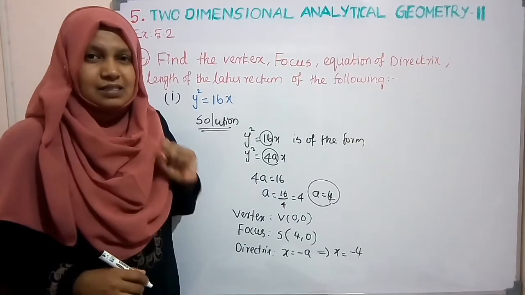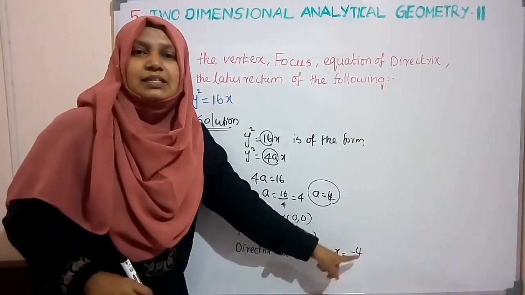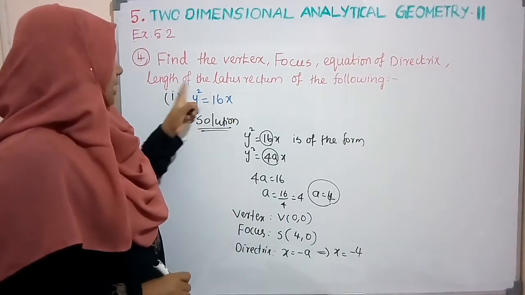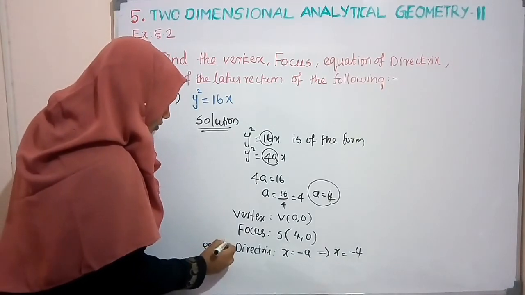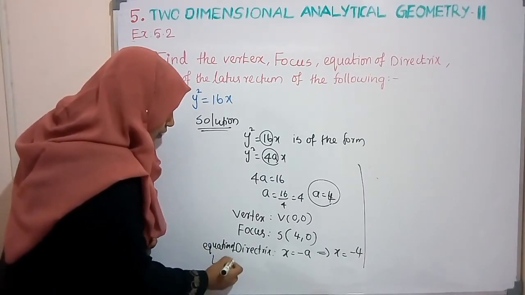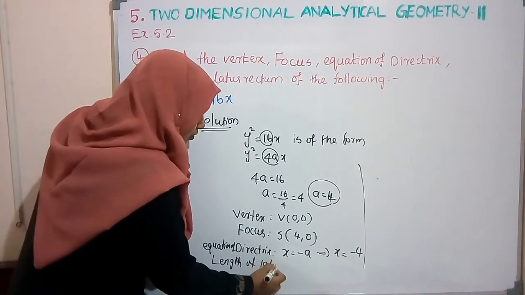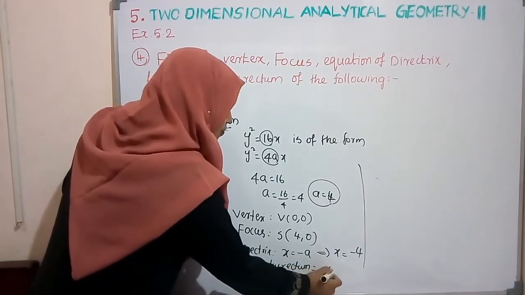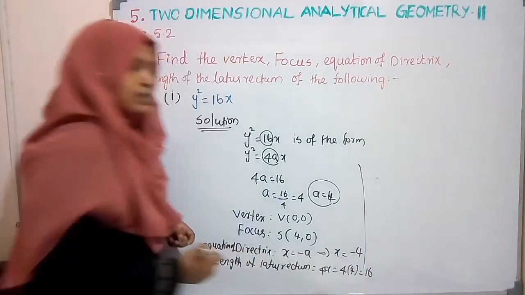Okay. In our last session, we already learnt this. So directly I am writing x is equal to minus a means it is x is equal to minus 4. And we need length of the latus rectum. This is the equation of directrix. Length of the latus rectum. So length of the latus rectum is 4a, that is 4 into 4, which is 16.